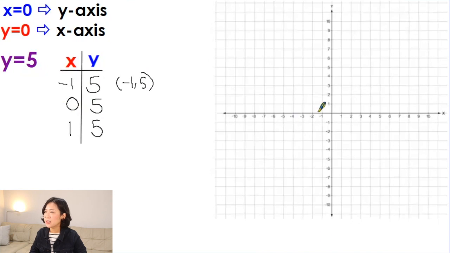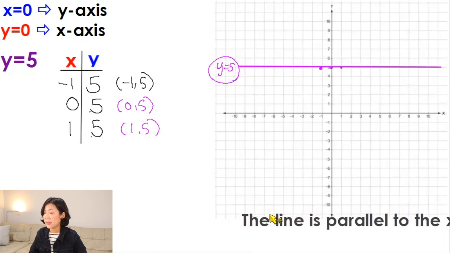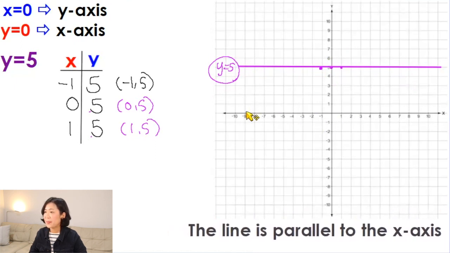Let's connect all of these points. Then we can see the straight line. We can see a horizontal line. That is y equals 5. And what did you notice about this line? We've got a straight horizontal line. And then let's have a look at the x-axis, how they are relating to each other. Then the line is parallel to the x-axis, right? So parallel lines mean two lines never meet, right?